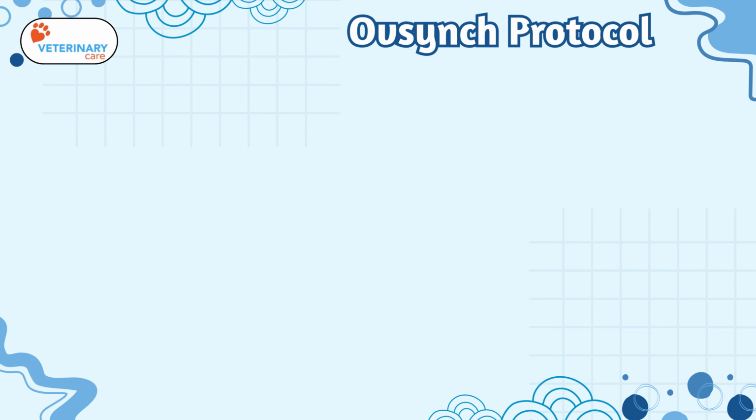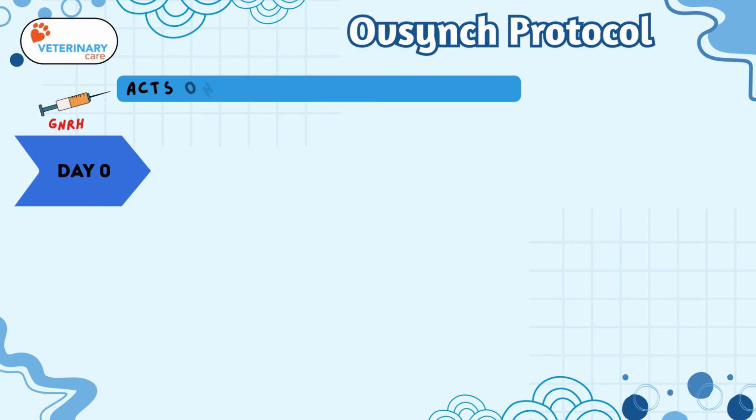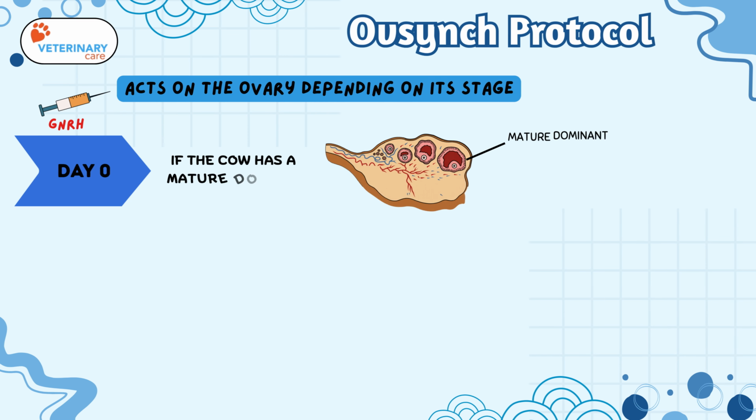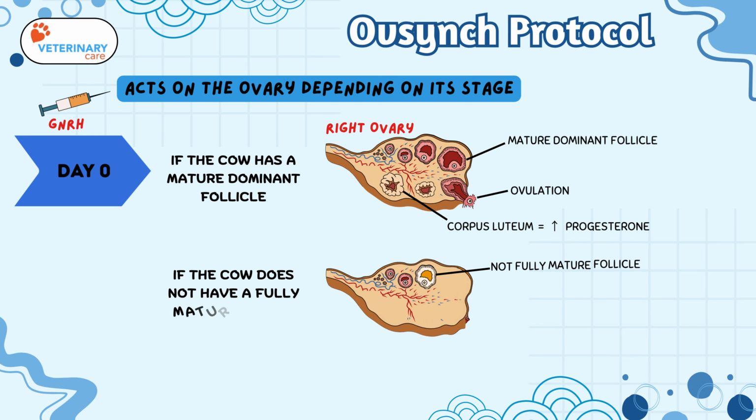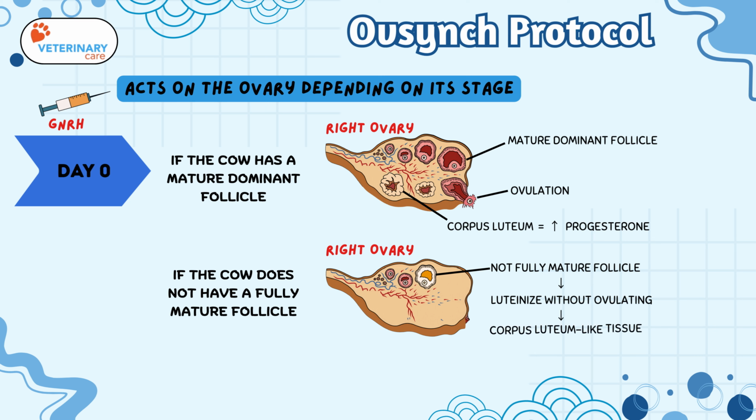The protocol starts on day 0 with the first gonadotropin-releasing hormone. This GnRH acts on the ovary depending on its stage. For example, if the cow has a mature dominant follicle on the right ovary, GnRH causes ovulation. After ovulation, that follicle becomes a corpus luteum, and progesterone starts increasing. Or, if the cow does not have a fully mature follicle on the right ovary, it may luteinize without ovulating, forming corpus luteum-like tissue that also produces progesterone. So after day 0, most cows will have either a true corpus luteum or corpus luteum-like tissue.